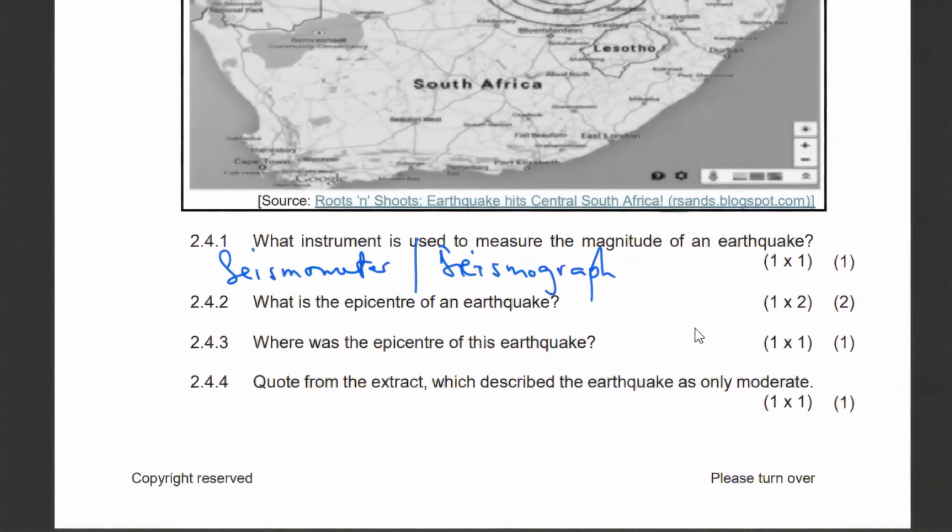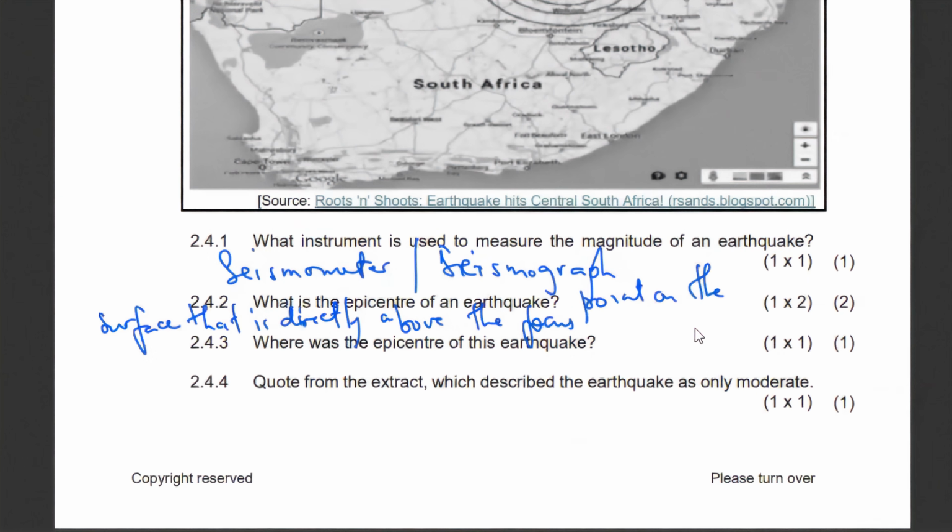The epicenter is a point on the surface. In this instance, we're referring to the Earth's surface that is directly above the focus of the earthquake. The earthquake has got a focus, which is the starting point where the shock waves start from, the focal point where the shock waves start from.